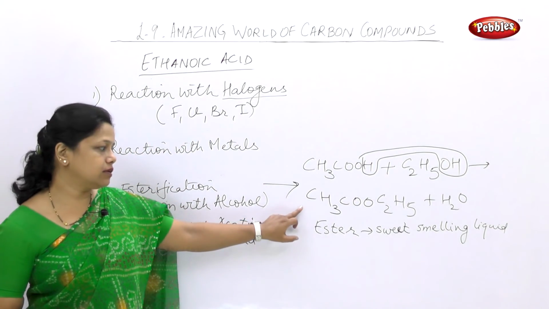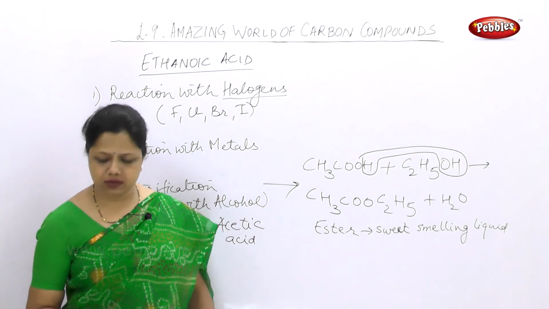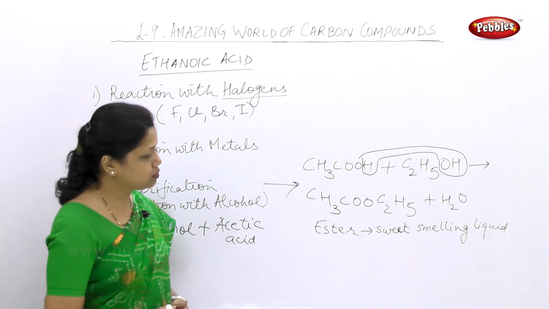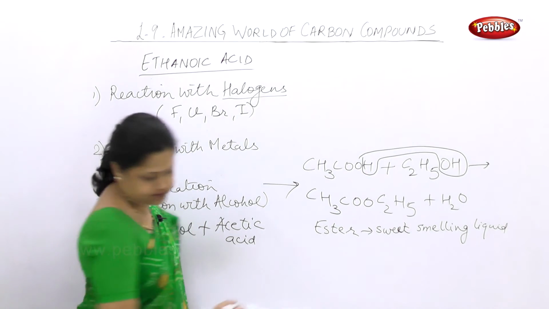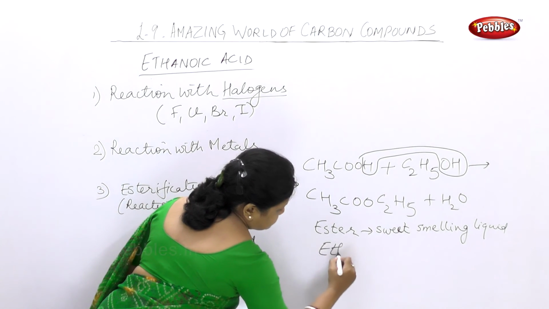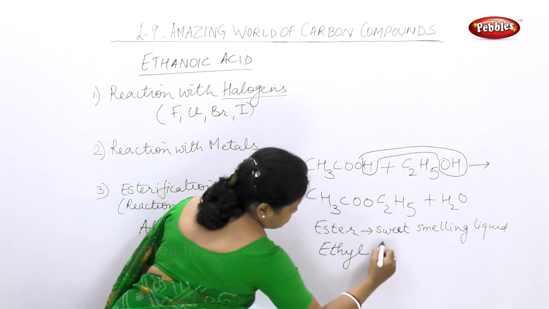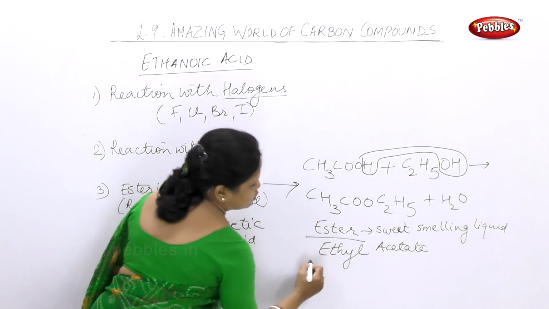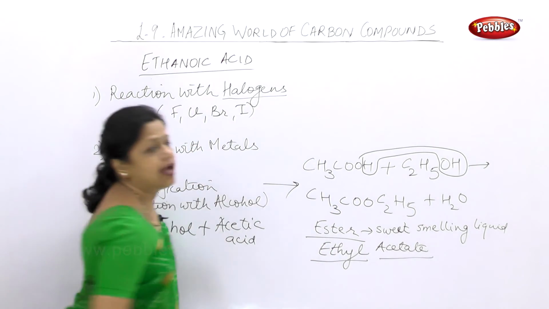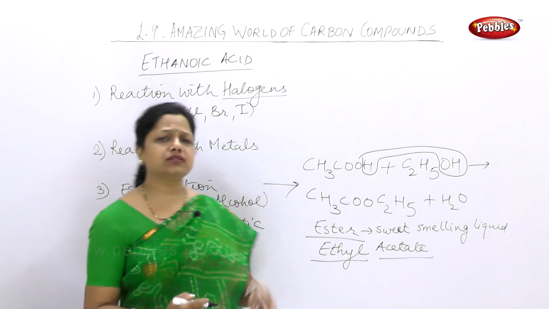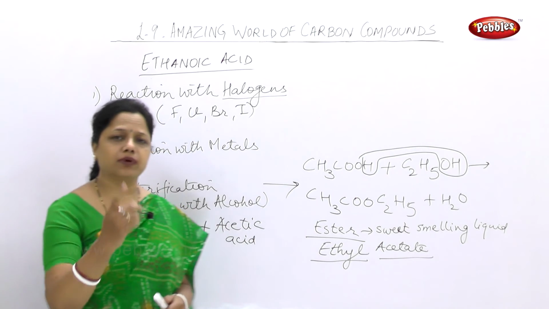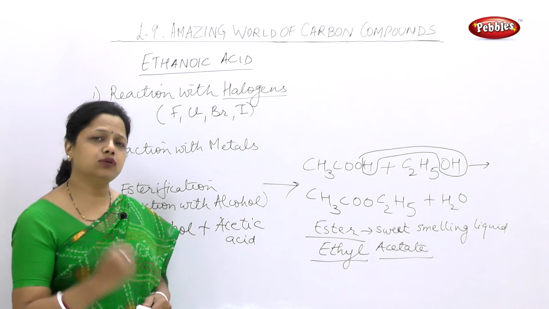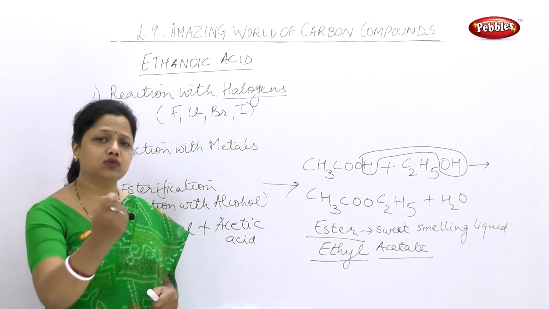This is the ester which is formed, the sweet smelling liquid, and it is also known as ethyl acetate. This product is an ester which is also called ethyl acetate. This esterification reaction is used for making perfumes. As I said, it is also used for making the essence which we use in food.